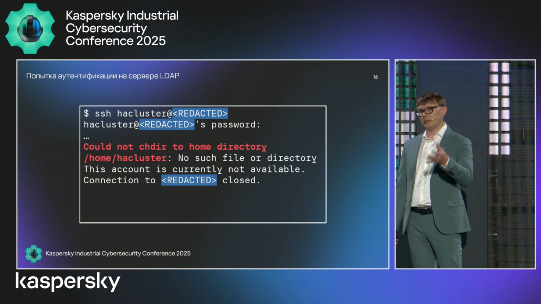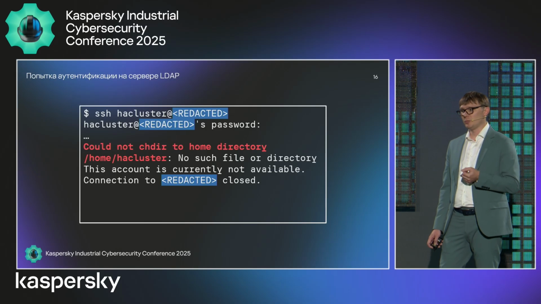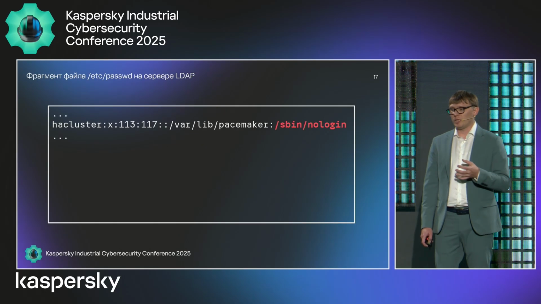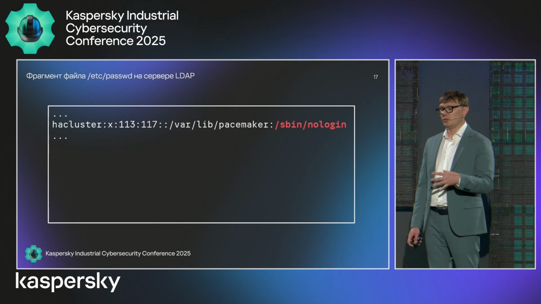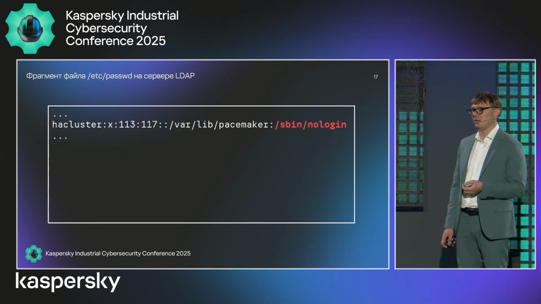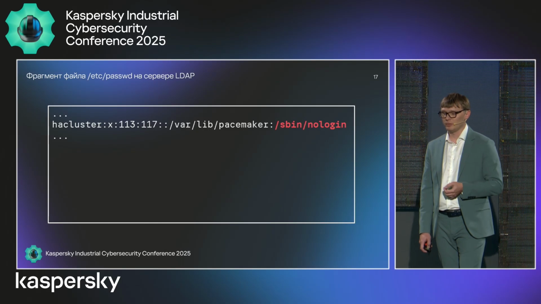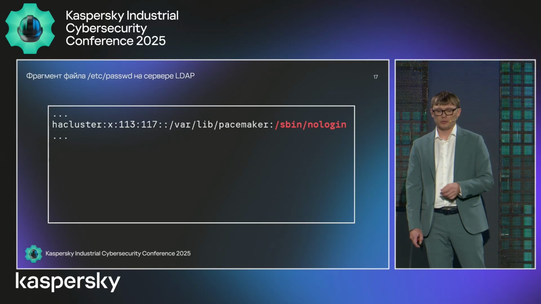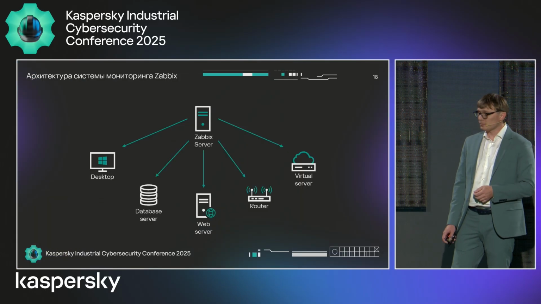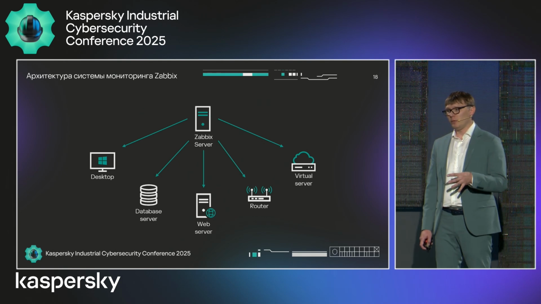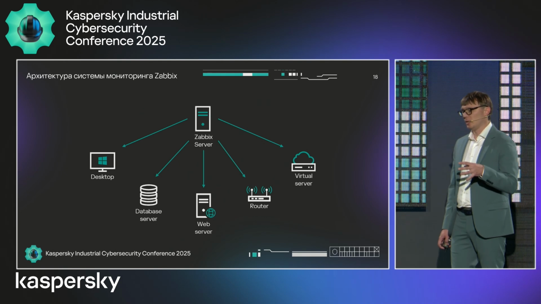The error message said that the password was correct, but we were not able to log in with this password. Why? Because the shell for this user was a dedicated shell that could not be used for interactive login. No login was possible. We were a little upset, but we proceeded with the research.